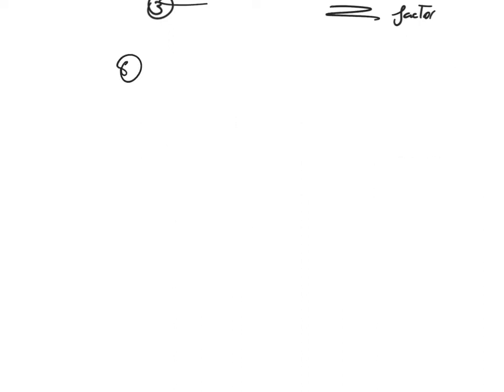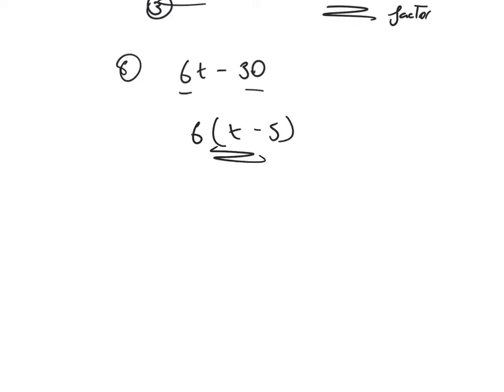Okay, example 6. 6t minus 30. Okay, from 6 and 30, so common factors of 6 are 1, 2, 3 and 6. 30, 1, 2, 3, 5, 6, 10, 15, 30. Highest common factor is 6. 6 times what gives me 6t, that's t, there's a minus in the middle. 6 times what gives me 30, that's 5. 6 bracket t minus 5. Okay, example 7.